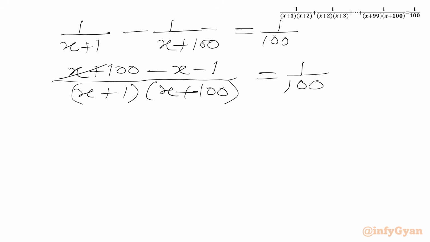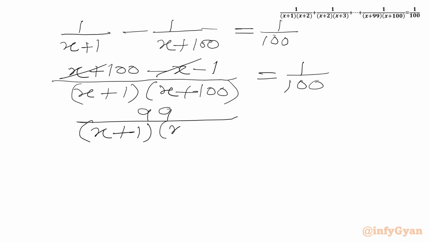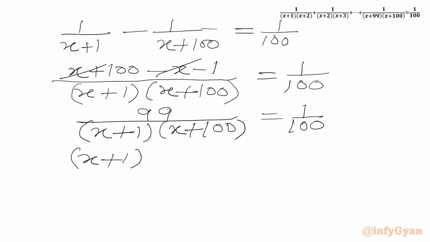Now plus x minus x will be over. 100 minus 1 is 99. Denominator is x plus 1 times x plus 100 equal to 1 over 100. Here x cannot be negative 1, x cannot be negative 100, denominator cannot be 0. Now we can cross multiply. So we'll be writing here x plus 1 times x plus 100 equal to 99 times 100.